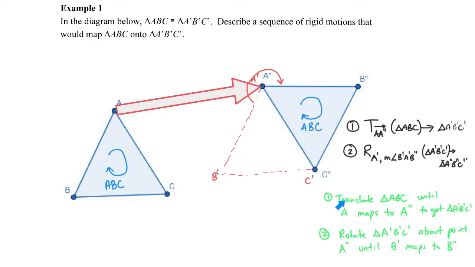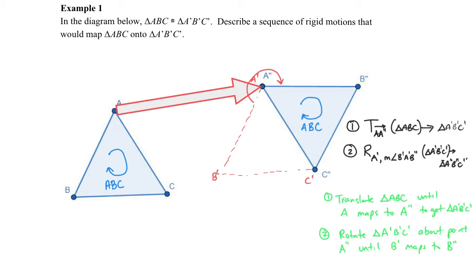So remember, when you do a translation, you need to tell me the vector. So you describe the vector until A maps to A double prime. And then when you rotate, you have to tell me the center, about point A double prime, and then how much until B prime maps to B double prime. It doesn't really matter what direction I go. That's not super important. So make sure that you give me all the applicable information.